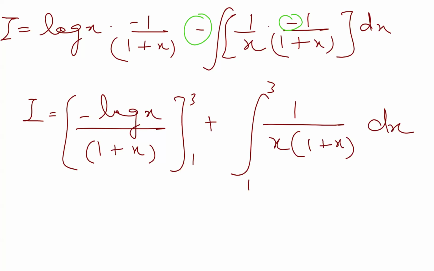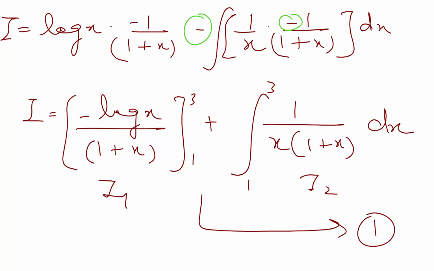Okay, let this be equation number 1. This is I1 and this is I2. And I1 part we already have solved, so we need not integrate it. We just have to do box minus box. But I2, yes, of course, we have to solve.